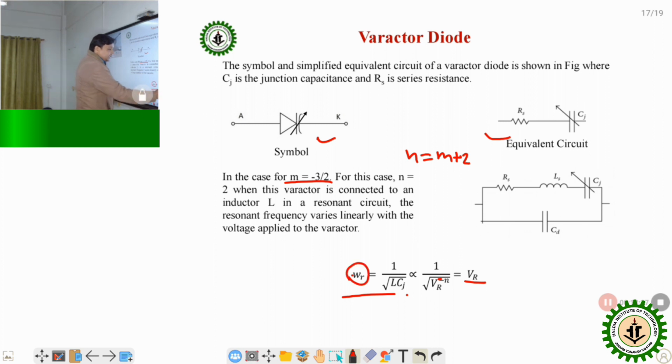With n equal to 2, we get omega r proportional to Vr. That means it is linearly proportional, so when we vary Vr, the frequency also changes. That's why the statement is here: for n equal to 2, when this varactor is connected to an inductor L in a resonant circuit, the resonant frequency varies linearly with the voltage applied to the varactor. This is one of the applications.